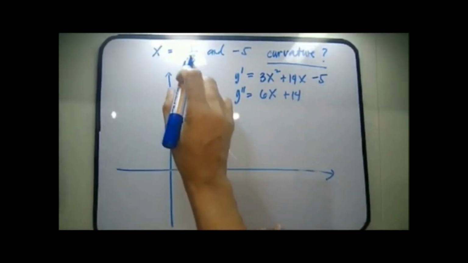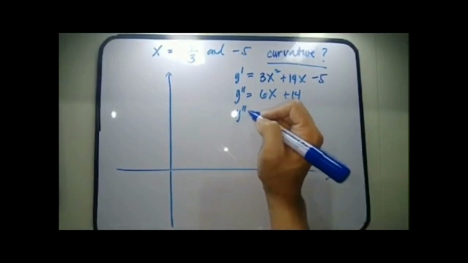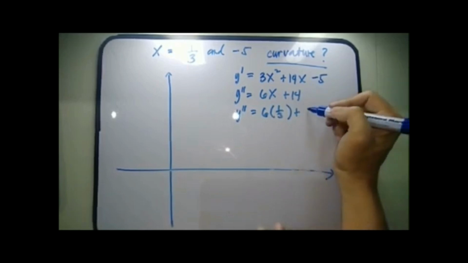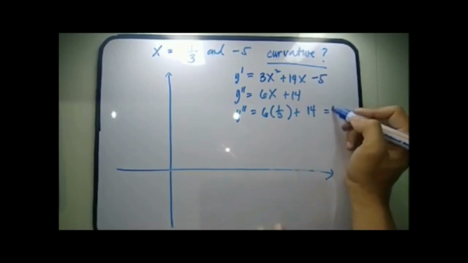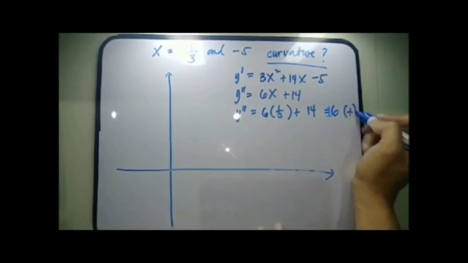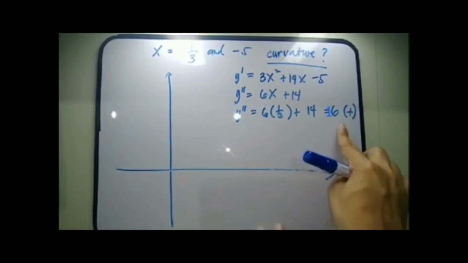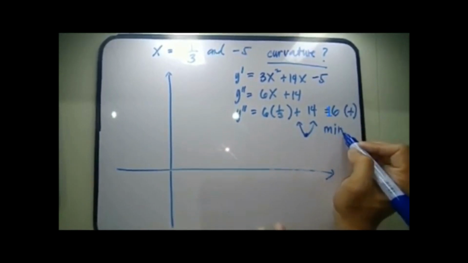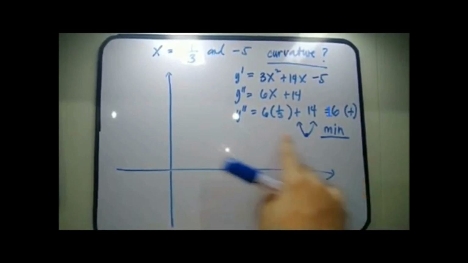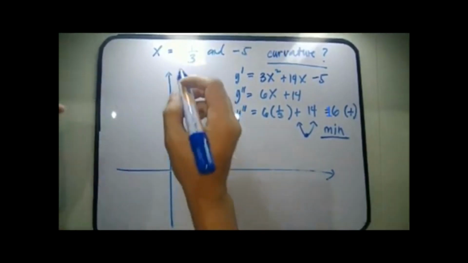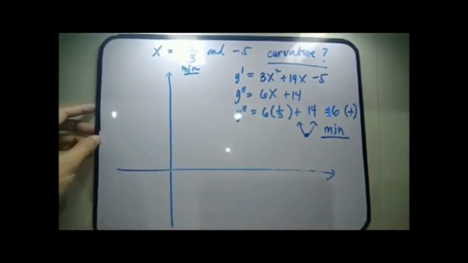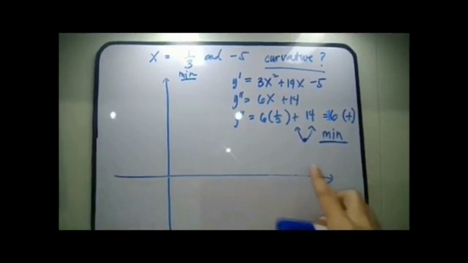So at x is 1/3, so you have y double prime is equal to 6 times 1/3 plus 14. So this is positive. Okay? So it means that your graph here is concave upward. If you have concave upward, you have here a relative minimum. So 1/3 is a minimum. So what about negative 5? So we verify if it's a maximum. So 1/3 is a minimum, therefore negative 5 must be a maximum.